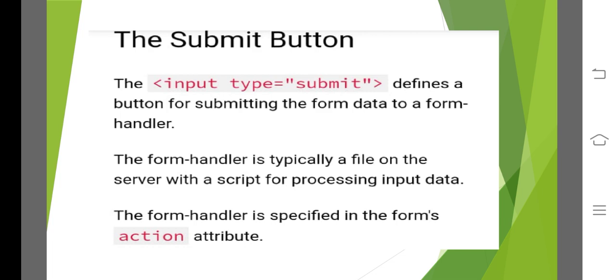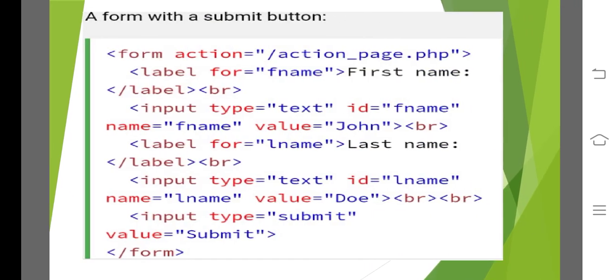That means the form has one attribute, the action attribute. In front of the action attribute, one file name is written. Whatever data is entered in that particular form goes to the file named in the action attribute. Okay, see here how the submit button works.